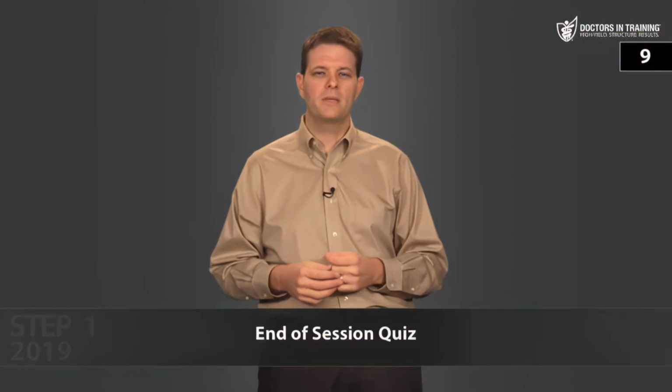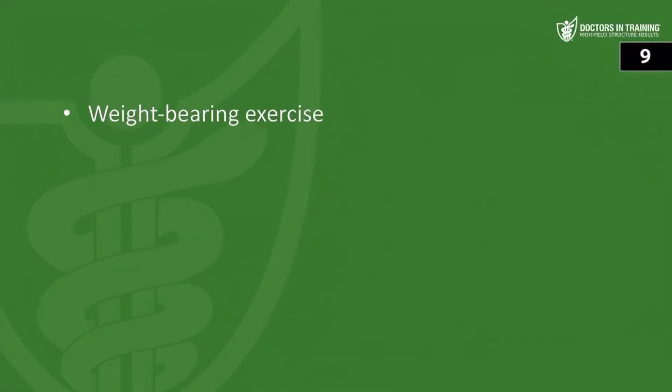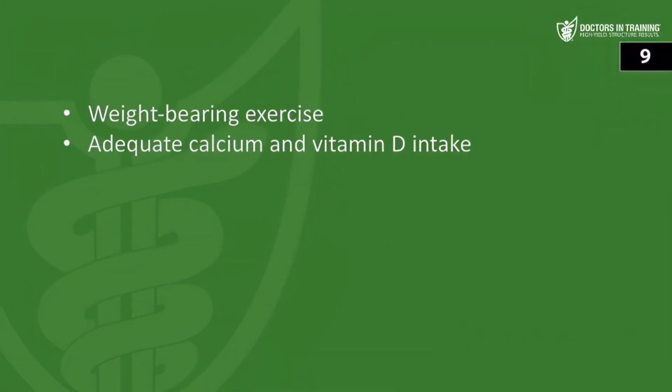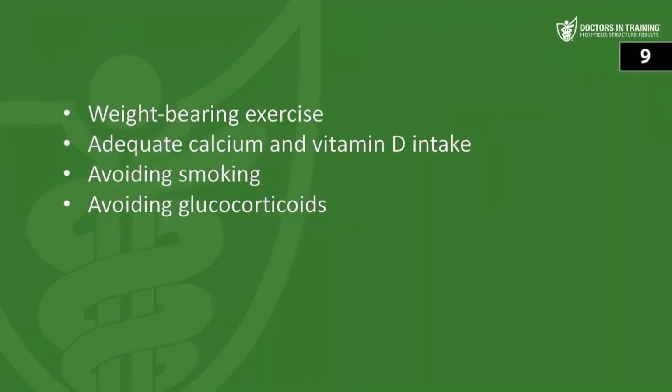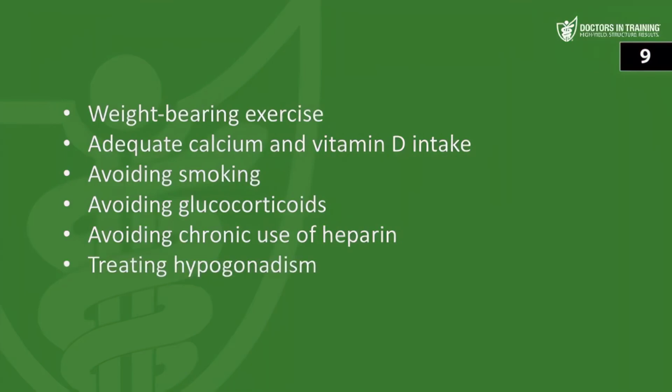Next, what measures can be taken to prevent osteoporosis? So we mentioned weight-bearing exercise, adequate calcium and vitamin D intake, and reduction of risk factors like smoking cessation, avoiding glucocorticoids, avoiding the chronic use of heparin, which can cause osteoporosis. I didn't mention that, but it's definitely a risk factor. And also treating any hypogonadism that may be present. And that goes for men too. Hypogonadal men are at increased risk for osteoporosis, and testosterone replacement can reduce that risk.